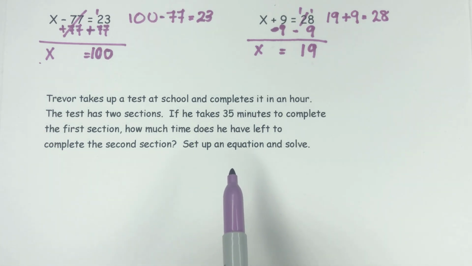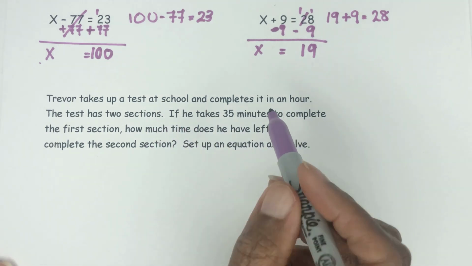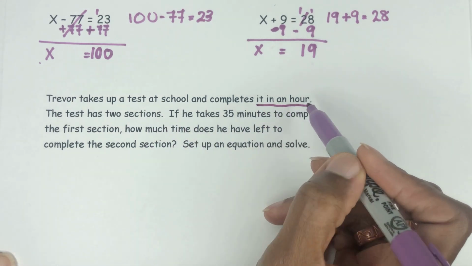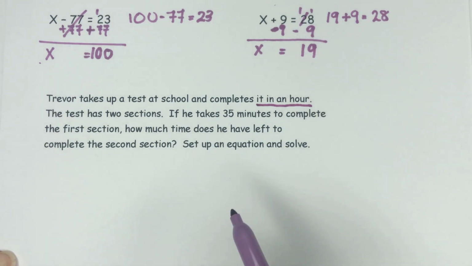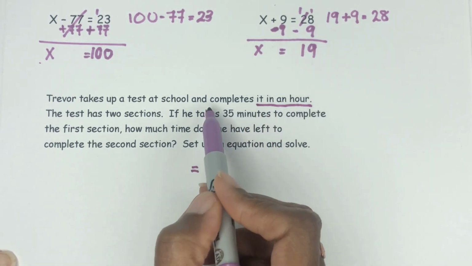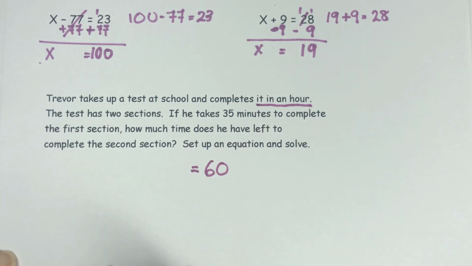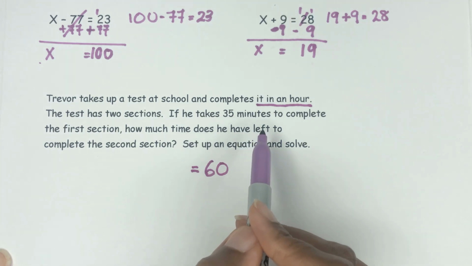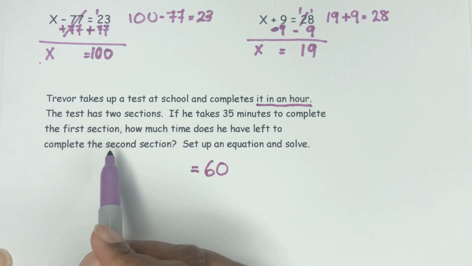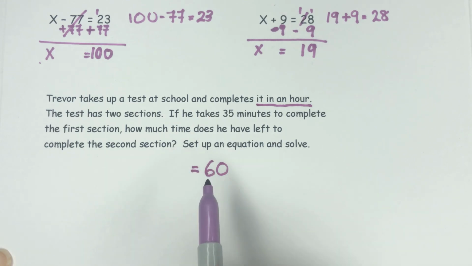So it says that he takes up a test and he completes it in an hour. An hour is 60 minutes, right? So that is going to be our total for the equation that we're going to set up right now. So to complete it is 60 minutes. That's the total. And then if he takes 35 minutes to complete the first section, how much does he have left to complete the second section?